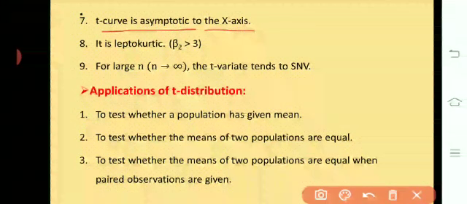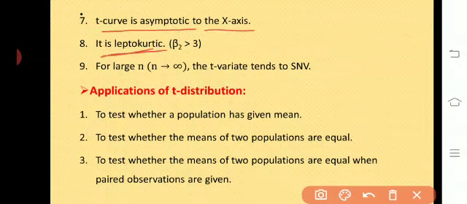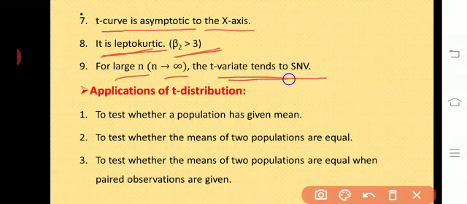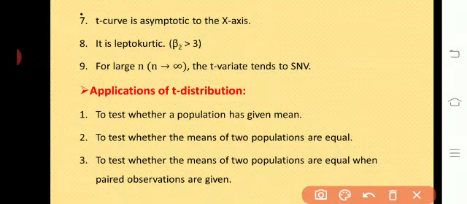The next property is that it is leptokurtic. Property of kurtosis: it is leptokurtic, that is beta 2 is greater than 3, where beta 2 is a measure of kurtosis. And the last feature is for large n, that is n tends to infinity, the t variate tends to standard normal variate. If n is too large, that is n tends to infinity, then t distribution tends to standard normal variate.